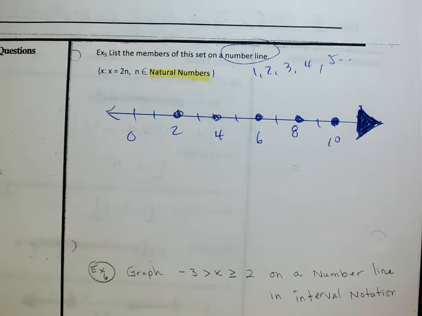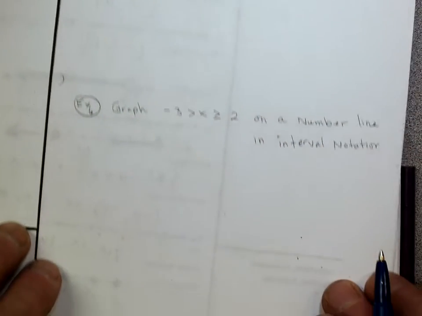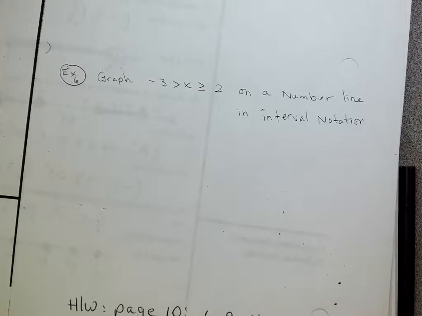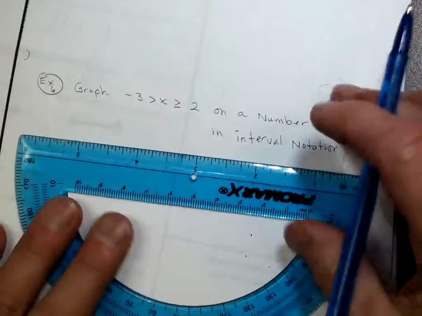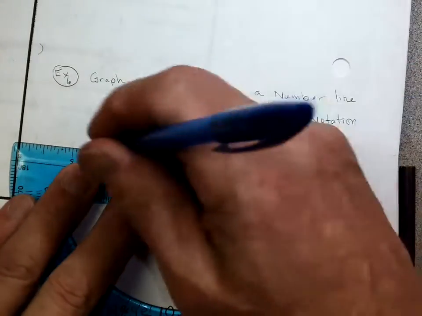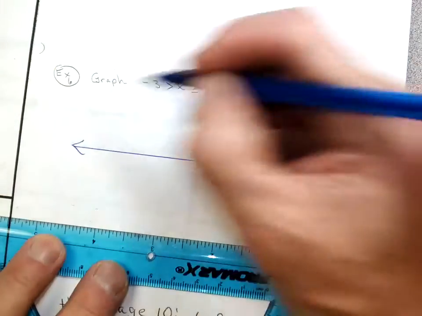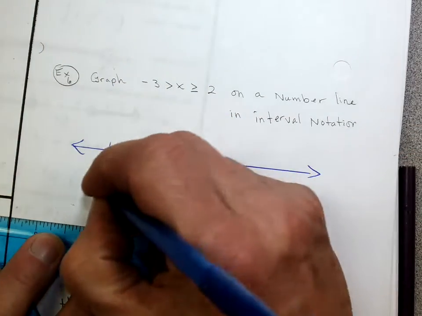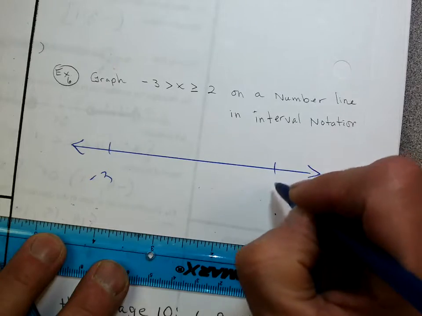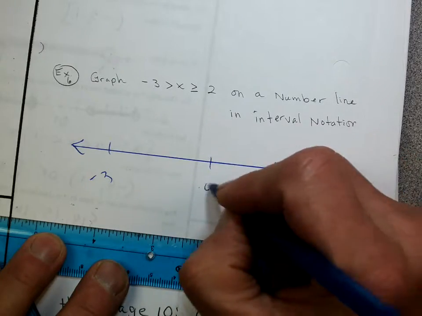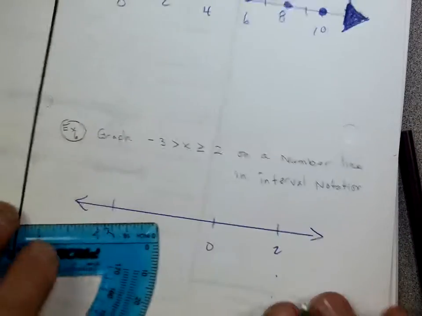Right? It's an infinite set. Okay, last problem. Almost there. Okay, example 6. All right, so first of all, let's graph this on a number line, okay? -3, 2, and I'll put 0 in there right about there. You don't really need 0, but I'm going to put it in anyway, just for reference.